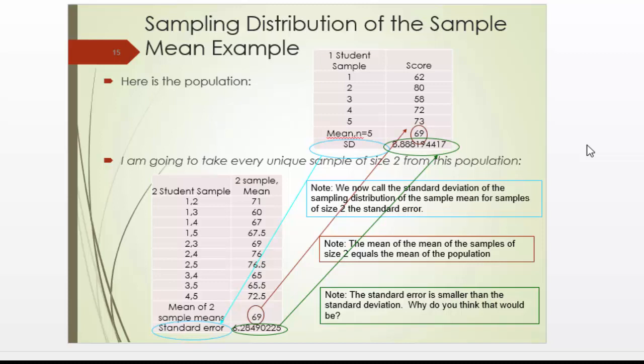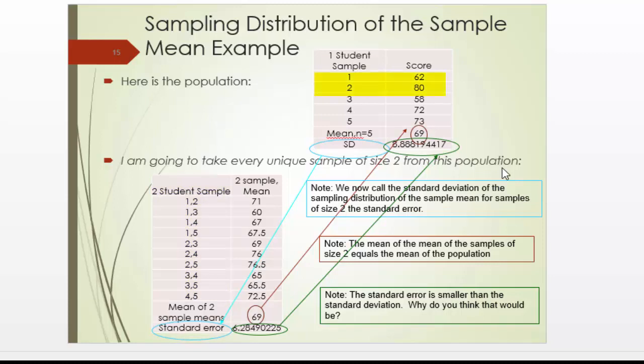Now we're going to look for the first time at a sampling distribution for samples of size 2. And this is a complete sampling distribution, because I'm going to find every unique sample of size 2 taken from this population of size 5. So in this column right here, these are all the different ways I could take the 5 people 2 at a time, because 2 and 1 is the same thing as 1 and 2. So all of these are unique.